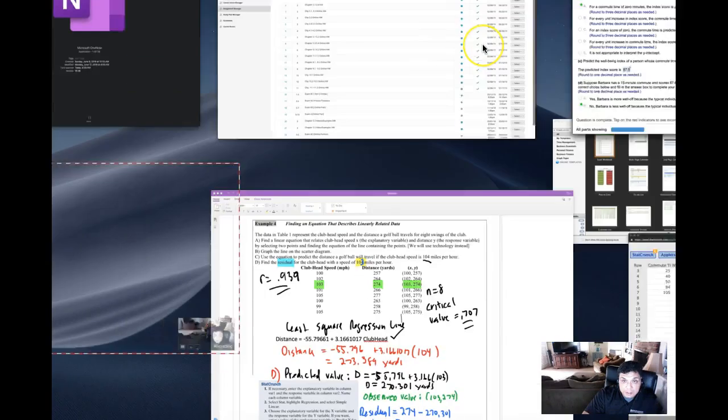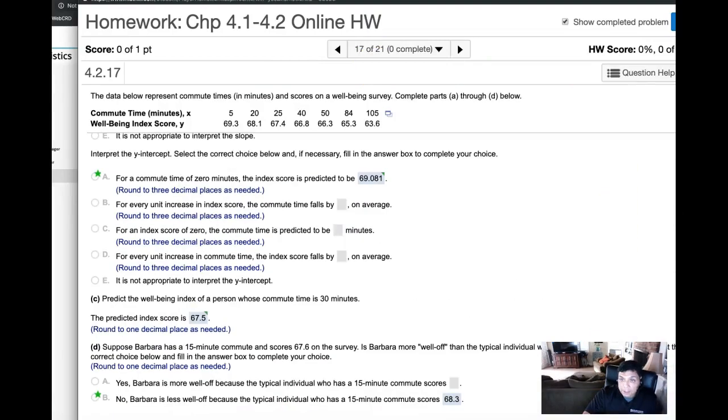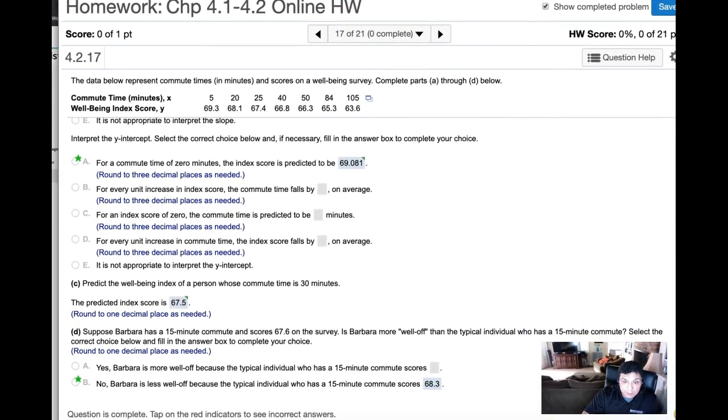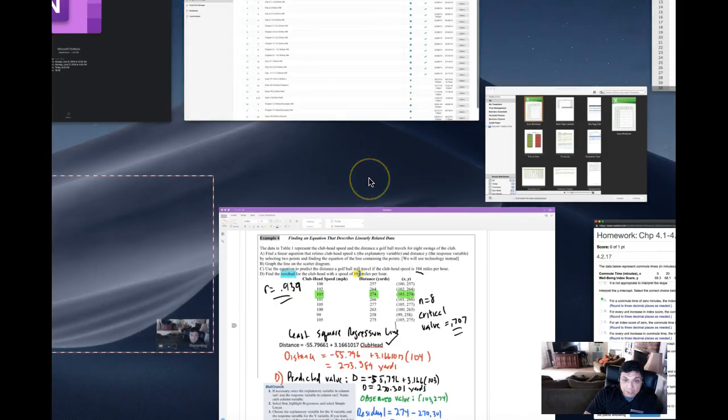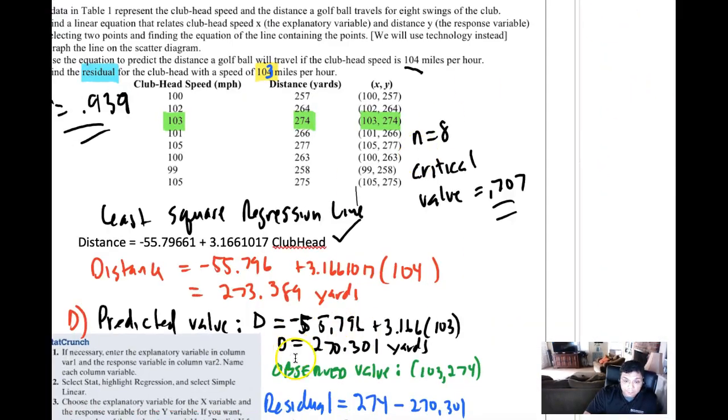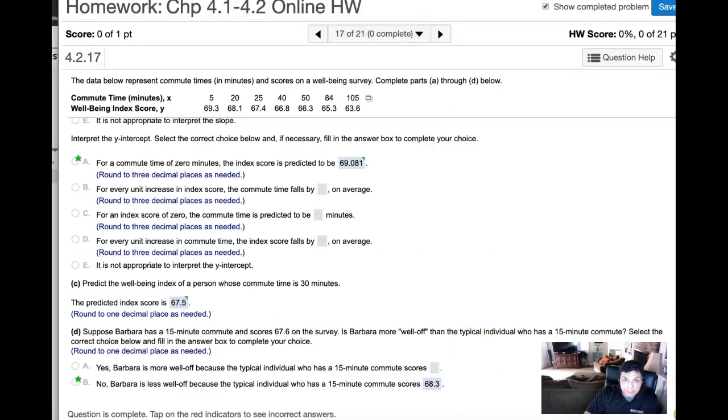Now suppose, here's a tougher question right here, which is: suppose Barbara has a 15-minute commute and she scores 67. Is she above or below average? Is she well off or is she not doing well relative to everyone else? So what we need to do is make a prediction for 15 minutes. Let's see what her prediction would be for 15 minutes.